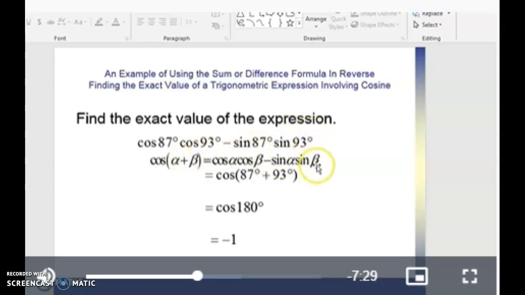So, applying the formula in the opposite direction, we know that this is equivalent to the cosine of what we get when we add the two angles, 87 degrees and 93 degrees. If we add those, this time we end up with an angle that we know the cosine of because it's one of the angles that we are responsible for knowing the cosine of and sine of around the unit circle. The cosine, the x value on the unit circle for 180 degrees is -1, making -1 the final answer.